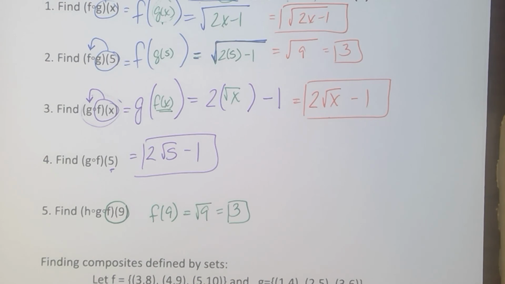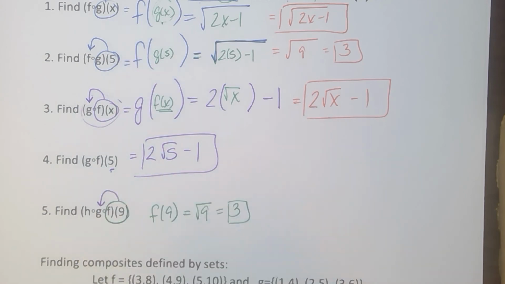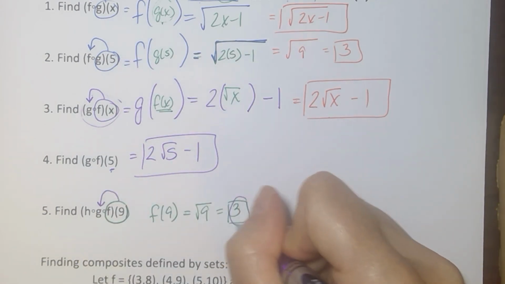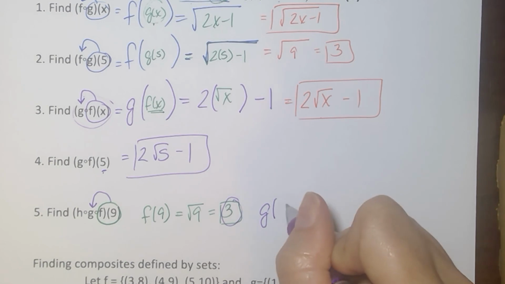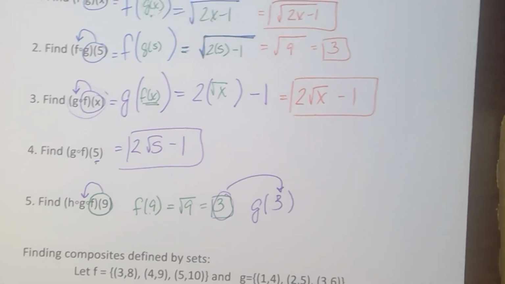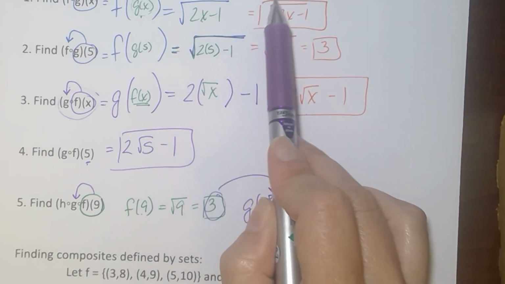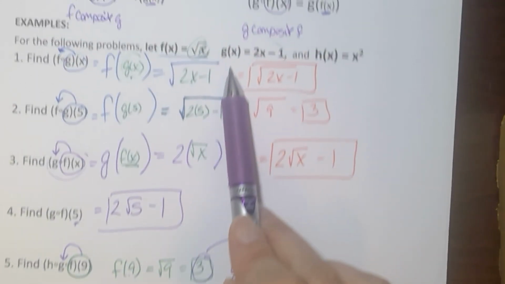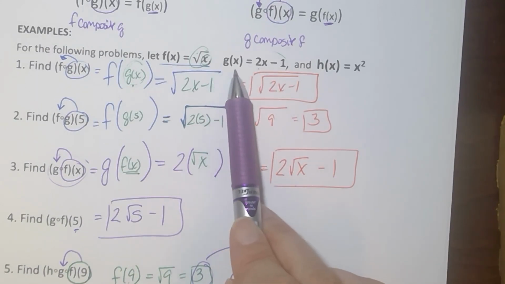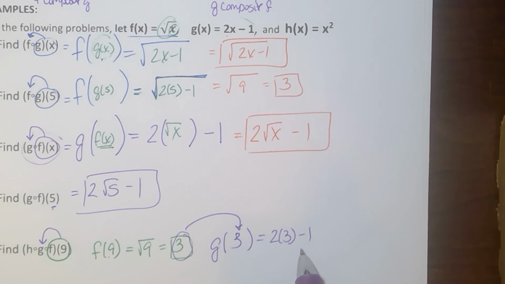I'm going to take f of 9, which is 3, and I'm going to plug it into g. So I'm going to take this 3 and plug it into g, because that 3 is my f of 9. When I plug that into my function, g of x is 2x minus 1, so I'm doing g of 3. So g of 3 is going to be 2 times 3 minus 1. Well, 2 times 3 is 6, minus 1 is 5.